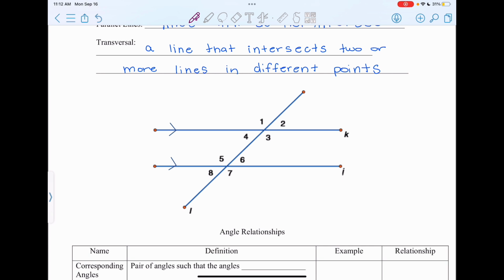So notice how I have lines K and J, and they are parallel. I know that they're parallel because of this symbol right here. If we have an arrow going through two lines, that's talking about how they are parallel. And then notice how I have this line L that cuts through the parallel lines. That is my transversal. And we're going to talk about the angle pairs that are created from this figure.